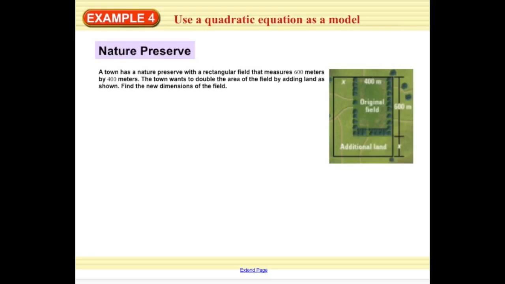Example 4 has us looking at solving for an expansion of a field. We're going to go over this one in class because there are a lot of steps, so we will talk about it next class, so you can skip that on your notes.